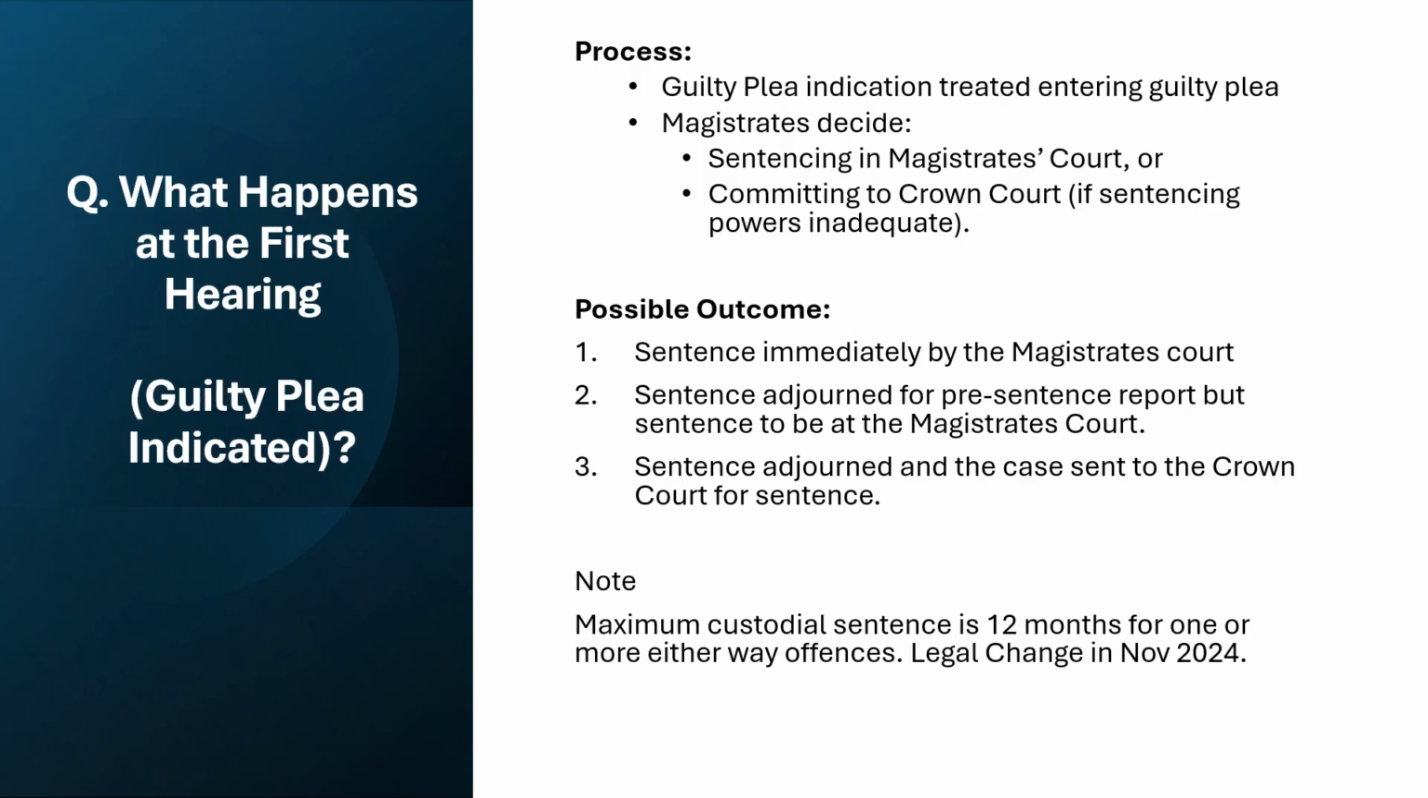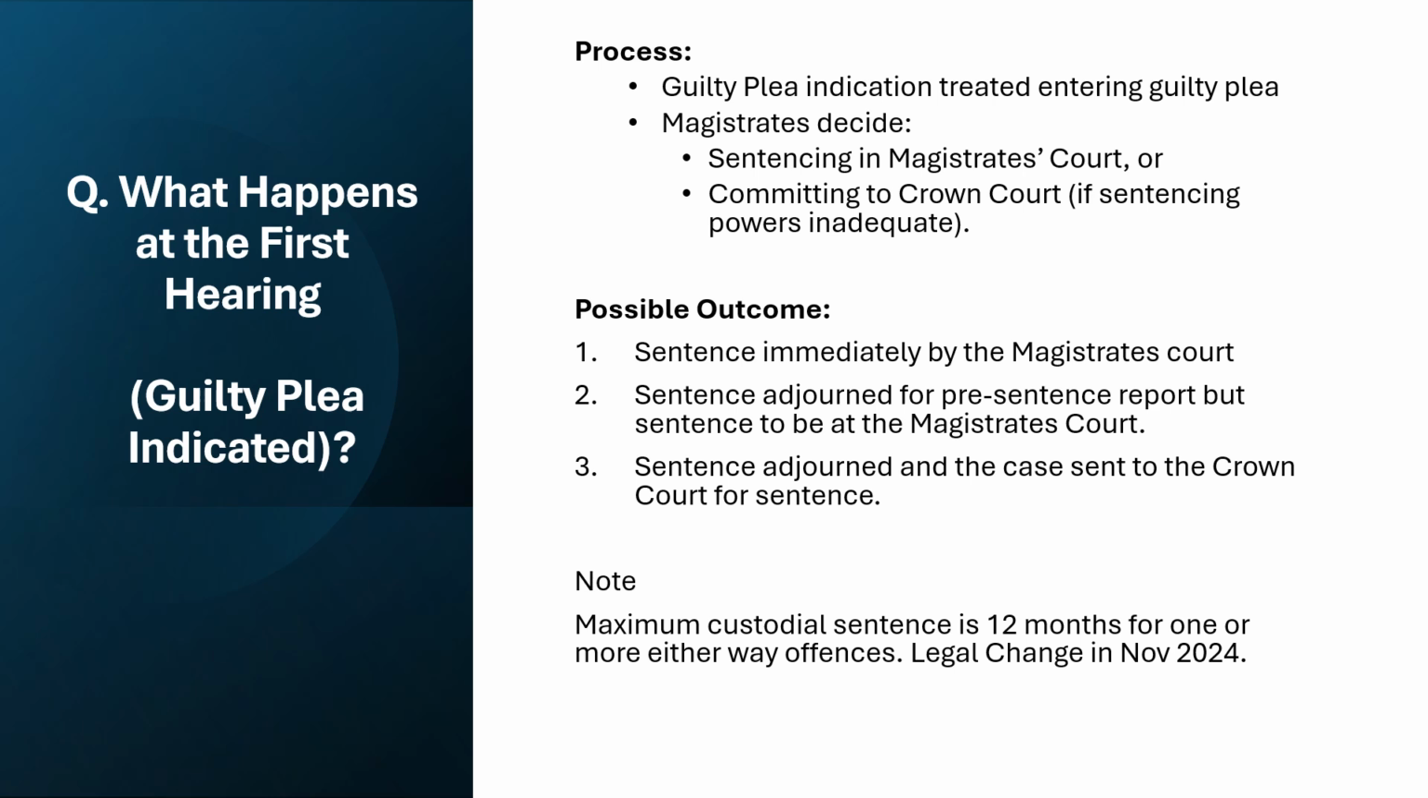Question: what happens at the first hearing for a guilty plea for an either way offence when it's indicated? Well, the process is this: guilty plea indication is treated as entering a guilty plea. Magistrates decide sentencing in the Magistrates Court or commit to the Crown Court if sentencing powers are inadequate. The possible outcomes are therefore: one, sentence immediately by the Magistrates Court, or sentence adjourned for the pre-sentence report, but sentence to be at the Magistrates Court, or sentence is adjourned and the case is then sent to the Crown Court for sentence.